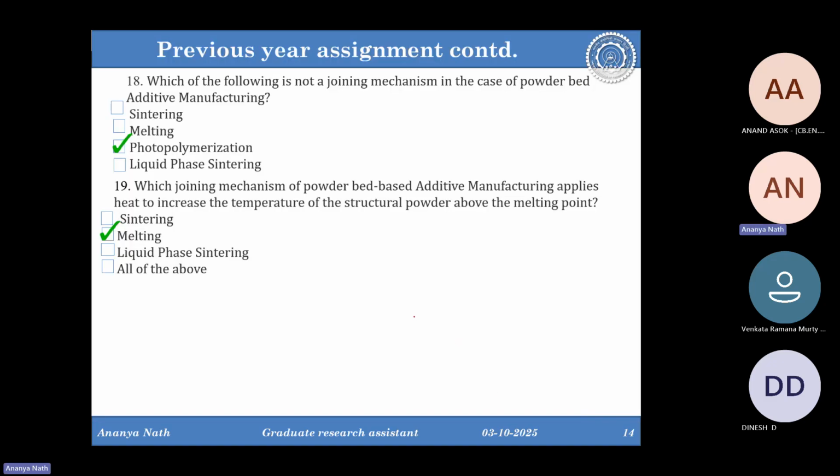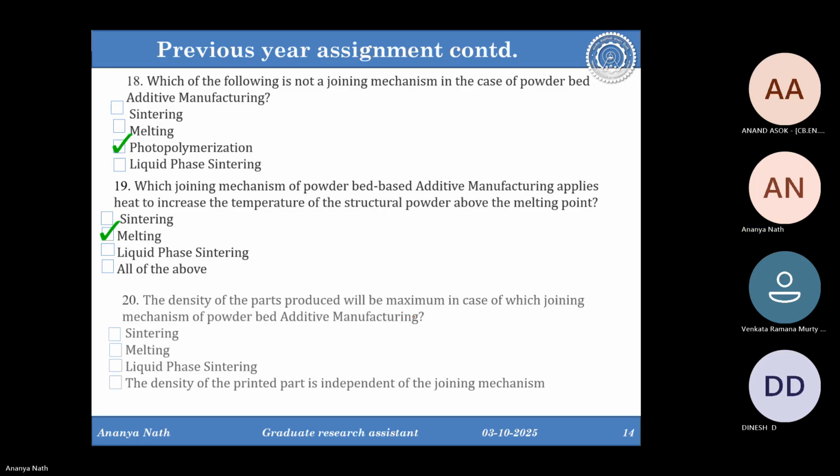Melting is the process in which we apply a lot of heat to increase the temperature of the powder. We increase the temperature of the build plate as well, and we increase the temperature more than the melting point of the powder. The density of the part produced will be maximum in the melting process, because you are completely melting the powder, so compaction and density are greater.